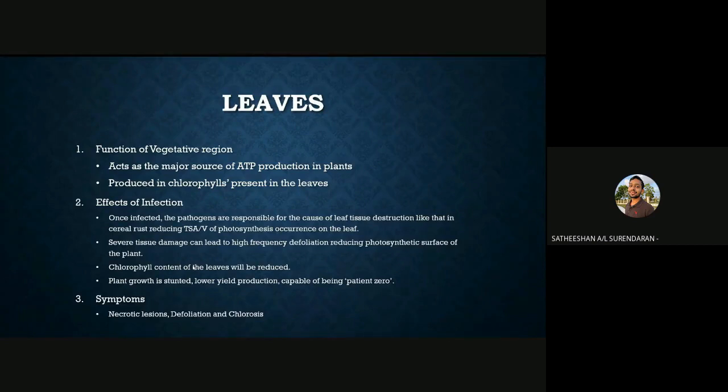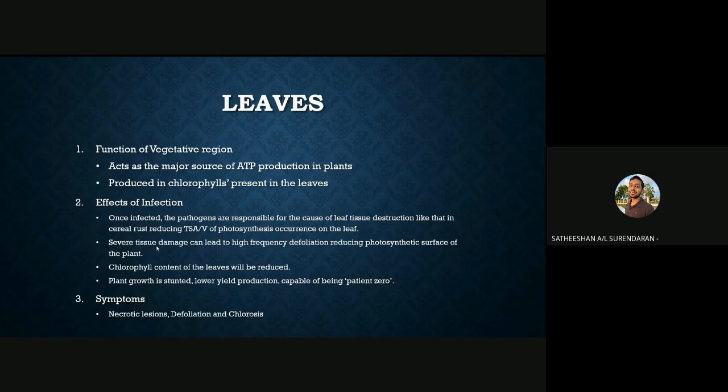The effect of infection. Once infected, the pathogens are responsible for the cause of leaf tissue destruction. So, leaf tissue destruction means the destruction of these cells within the leaves. So, it directly affects the chlorophyll content in the leaf as well. So, as we can see here, it reduces the total surface area per volume of photosynthesis occurrence on the leaf.